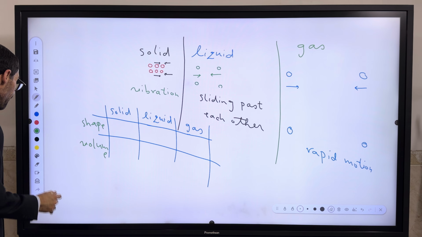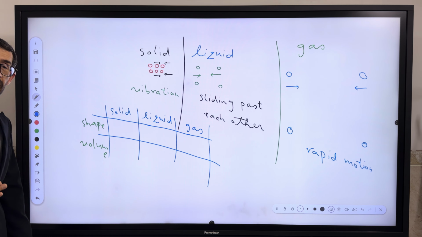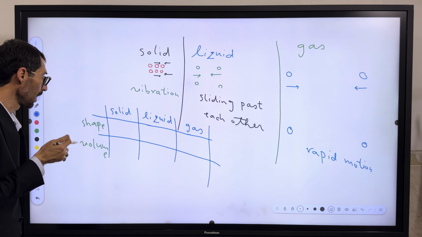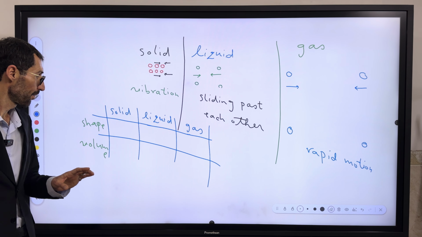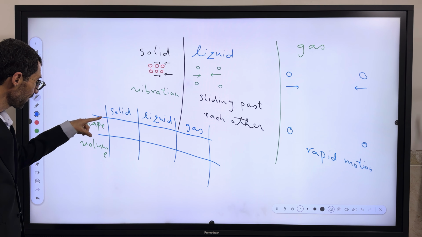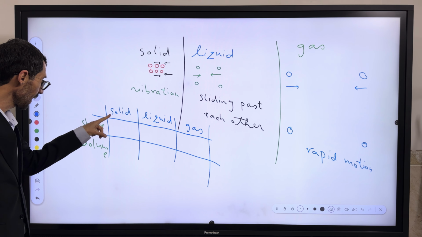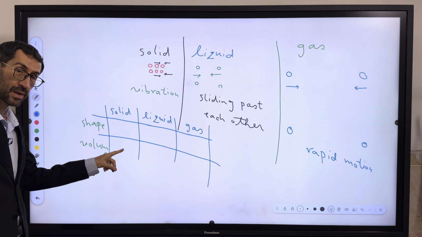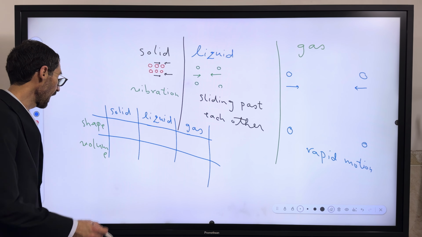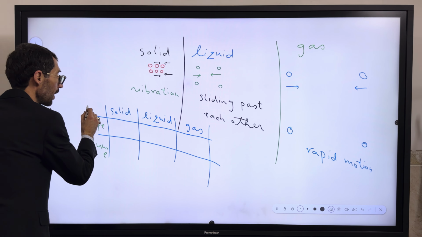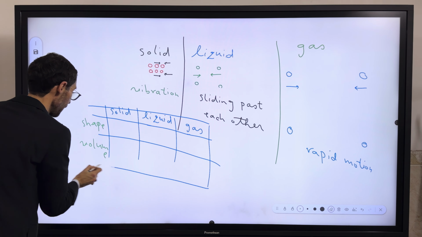I give you two words: definite, indefinite. So you have to fill the gap with definite or indefinite. Go to the solid. Does solid have definite shape or definite volume, or indefinite shape, indefinite volume? Go to the liquid and fill this table for me after you watch the video.